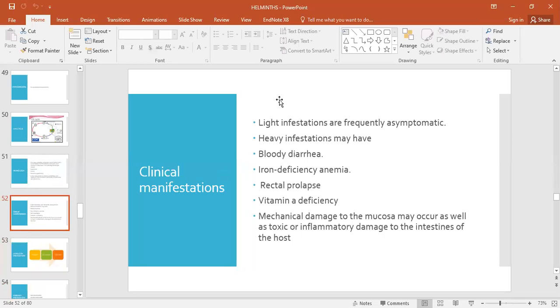Clinical features depend on the infestation. Light infestations are frequently asymptomatic, and heavy infestations may cause bleeding, bloody diarrhea, iron deficiency anemia, rectal prolapse, vitamin A deficiency, and mechanical damage to the site of the host.